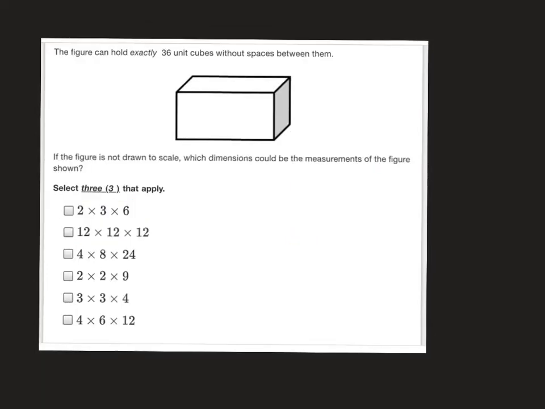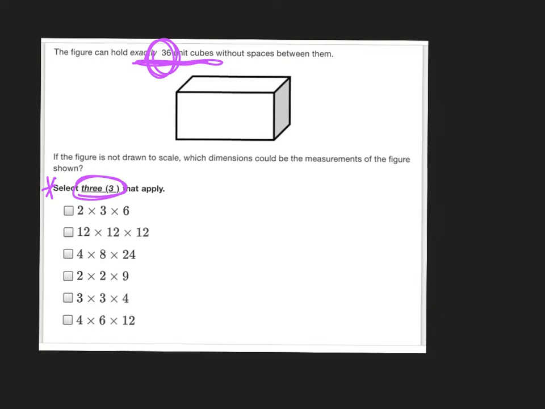All right, on this question, they give us a couple of different things. They're telling you that the figure can hold exactly 36 cubes, which means that it is the volume. They want you to select 3 things that apply. So look at that. You have to make sure you pay attention. If they want 3, we've talked about it, if you pick 2, you don't get the answer right. If you pick 1, or if you pick 4, you don't get the right answer. So you've got to make sure you look and see which 3 could apply to that. You're trying to figure out which set of these multiplication problems are going to give you 36.